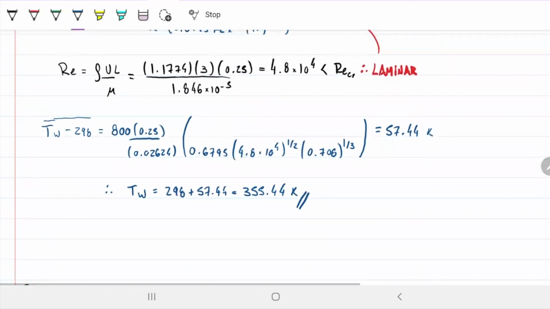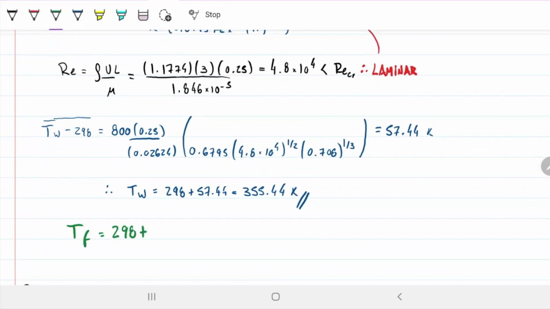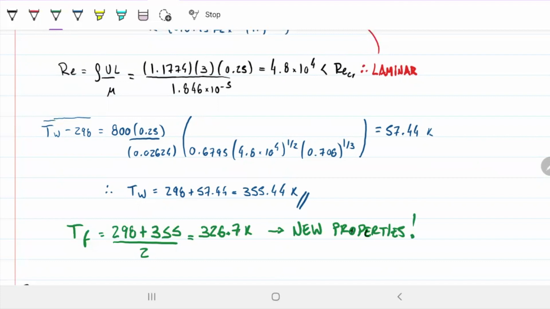Now we're going to take a new film temperature, T film, because now we know we have air at 298, and we also have a wall that should be somewhere around 355. And we divide that by 2. That's going to give me 326.7. Okay, so now I'm going to grab new properties, and I'm going to do the whole thing again. And I'm going to get a new T wall, and we're going to evaluate that T wall and see if we need to do this again or how many times we would need to do that.